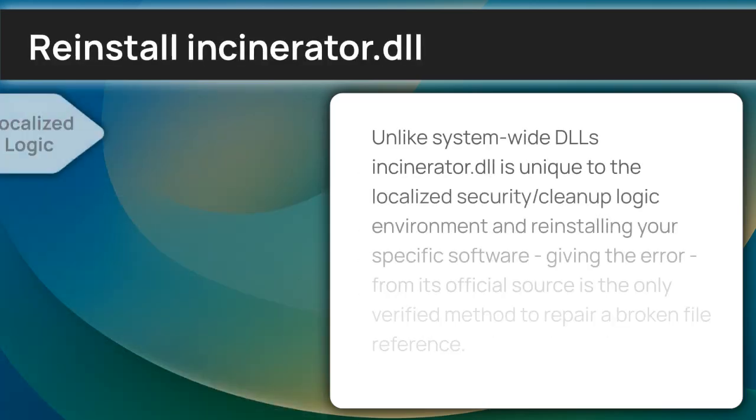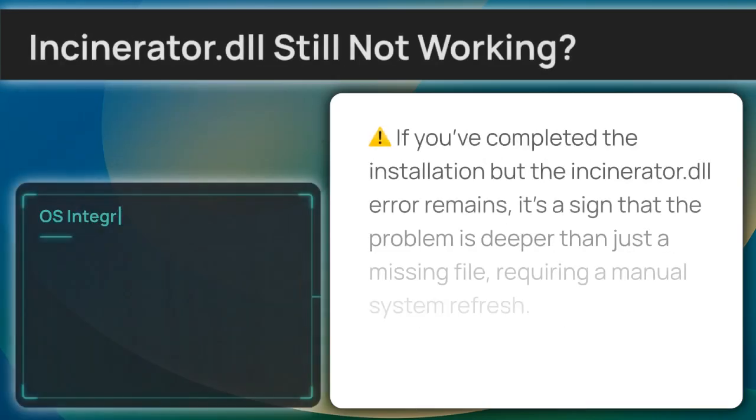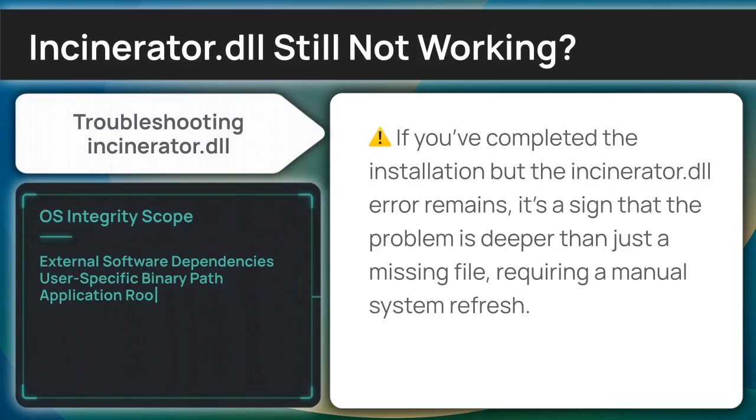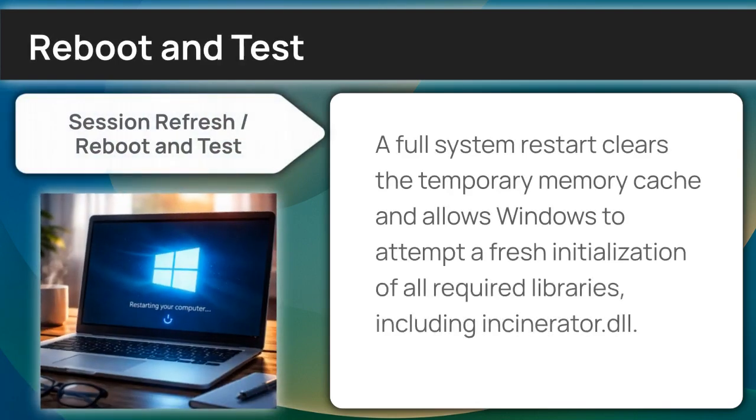Unlike system-wide DLLs, Incinerator Library DLL is unique to the localized security/cleanup logic environment, and reinstalling your specific software, giving the error from its official source, is the only verified method to repair a broken file reference. Should the file remain missing after a reinstall, we need to ensure that the operating system is forced to re-index its shared library paths. A quick system restart is a practical way to ensure that all shared libraries, including Incinerator Library, are being loaded correctly into the current session's memory.